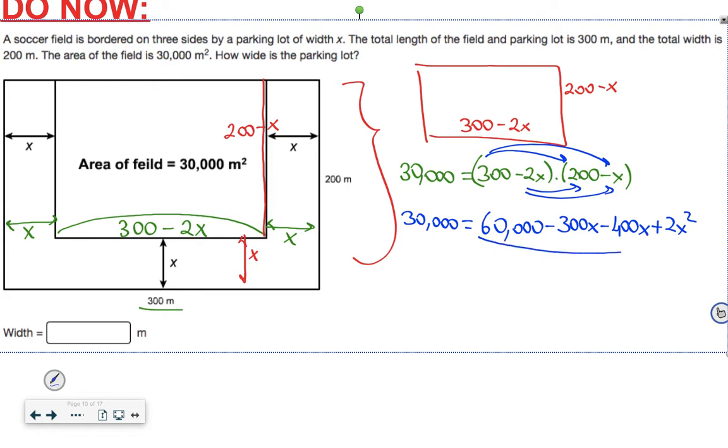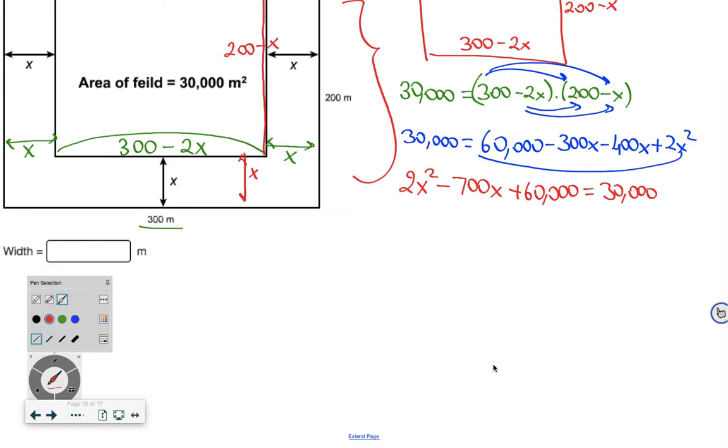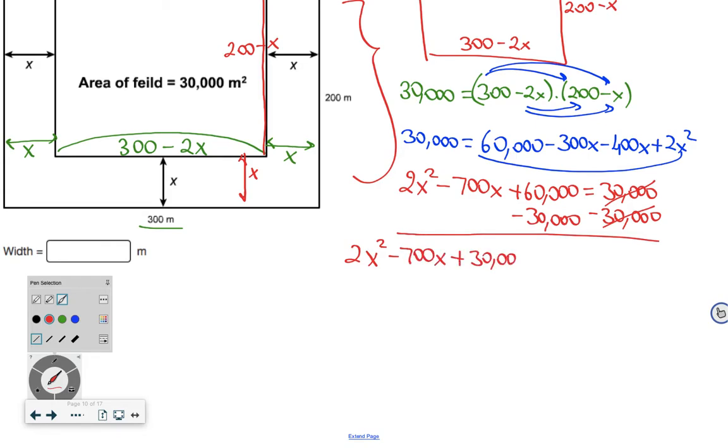If I combine the like terms on the right side, you will get 2x squared, negative 300x, negative 400x is going to be negative 700x, plus 60,000 is going to be equal to 30,000. Now, ladies and gentlemen, we know that this is a quadratic equation, so I need to get all the expression on one side. To do that, subtract 30,000 from both sides. Now what you will get is 2x squared minus 700x plus 30,000 equal to 0.